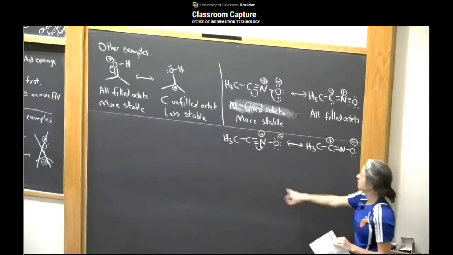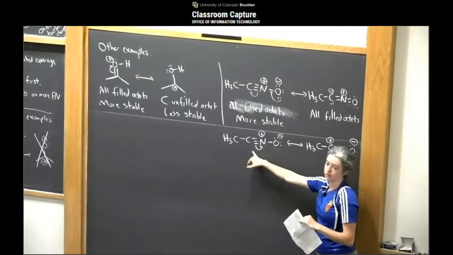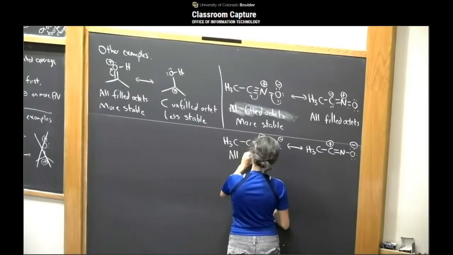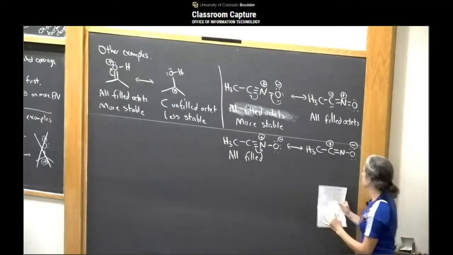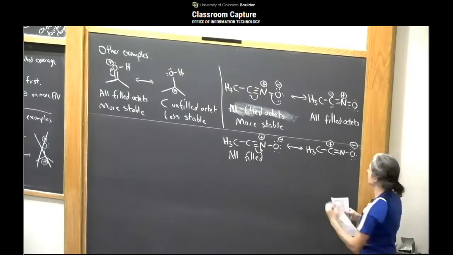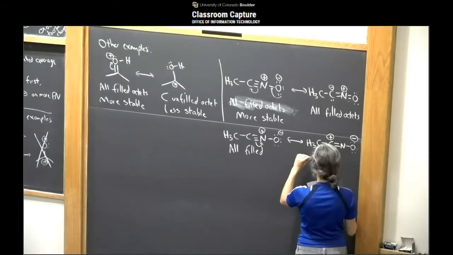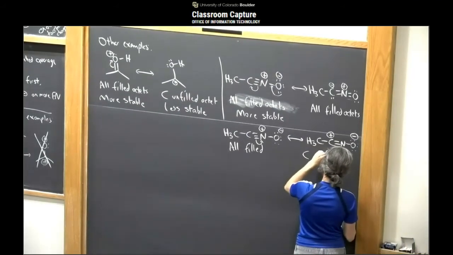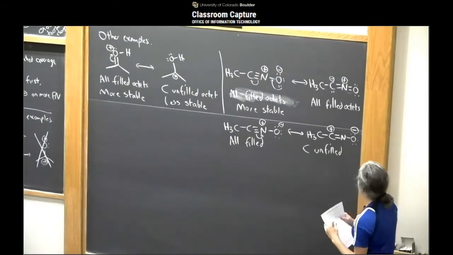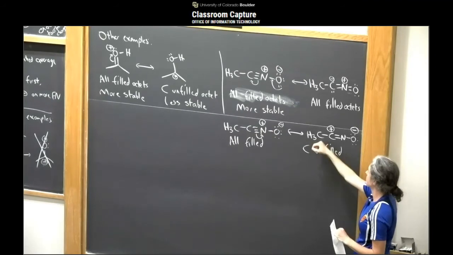Okay, so we already know the number of unfilled octets over here is 0. They're all filled. Over here, how many unfilled octets on this whole deal? 1, right? On the carbon with a positive charge. Okay, carbon unfilled, which means that this one is less stable.